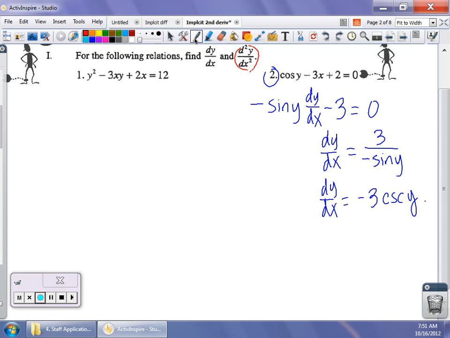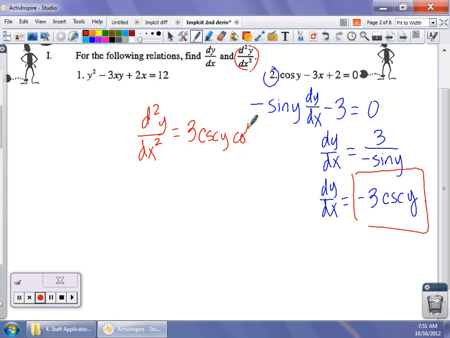So, in finding the second derivative, d squared y over dx squared, just continuing this problem, I'm going to find the derivative of this piece. So I get the derivative of cosecant is negative, so that'll give me a positive 3 cosecant y cotangent y. And then I took the derivative with respect to x, so I have a dy dx left behind.